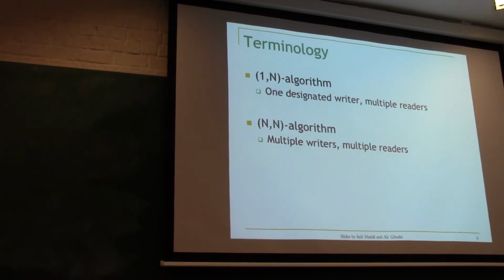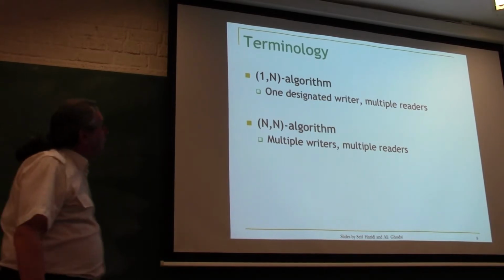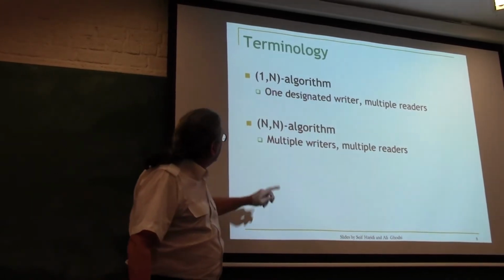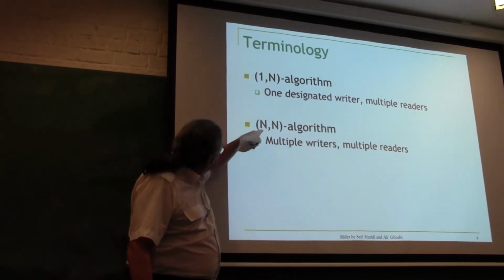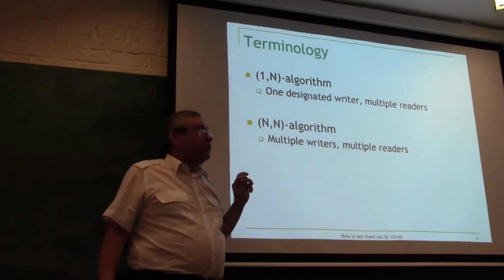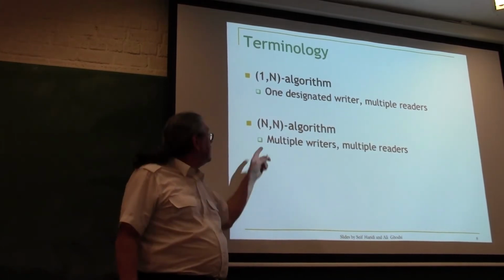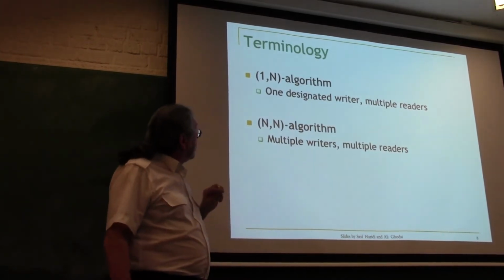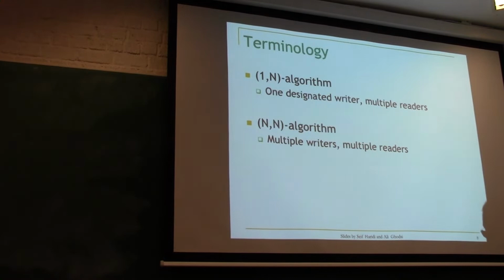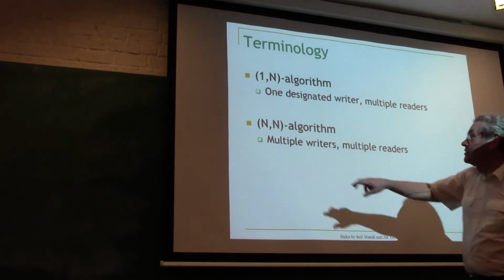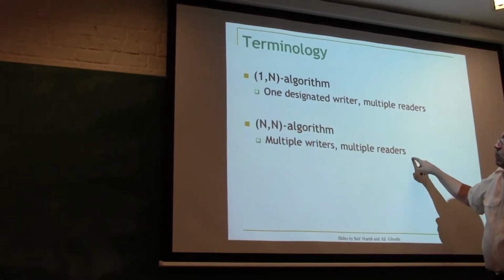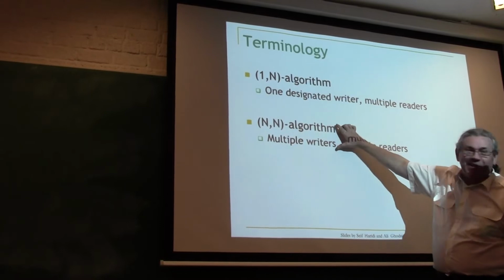That's not changing. And we're going to see two kinds of algorithms. This is a kind of standard terminology. There are 1n algorithms and nn algorithms. So this kind of tuple, the first number is the number of writers, the number of nodes that are allowed to write, and the second one is the number of nodes that are allowed to read. So the most general one, the one that does the most general thing, of course, is nn, where anybody can write and anybody can read. Okay, multiple writers, multiple readers. But that's hard, okay? That's hard.